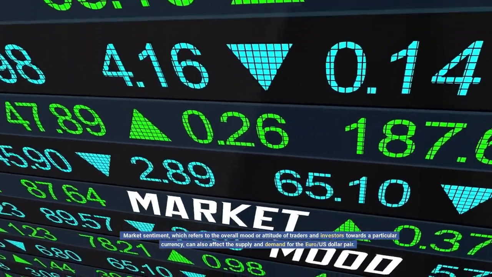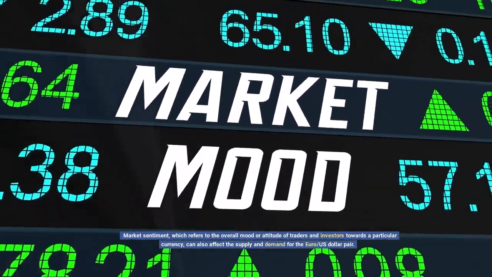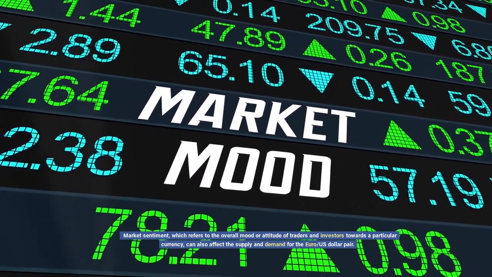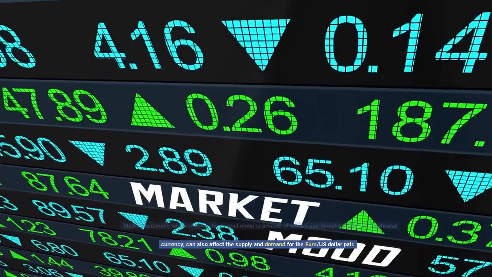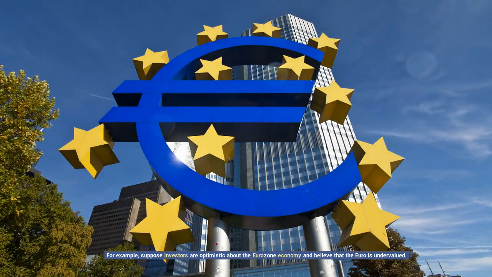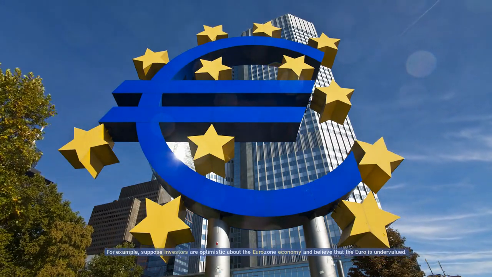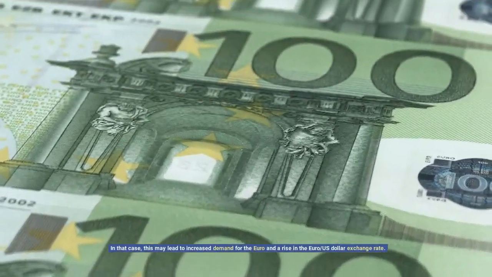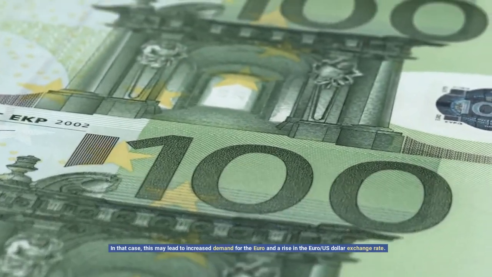Market sentiment, which refers to the overall mood or attitude of traders and investors towards a particular currency, can also affect the supply and demand for the euro-US dollar pair. For example, suppose investors are optimistic about the Eurozone economy and believe that the euro is undervalued. In that case, this may lead to increased demand for the euro and a rise in the euro-US dollar exchange rate.